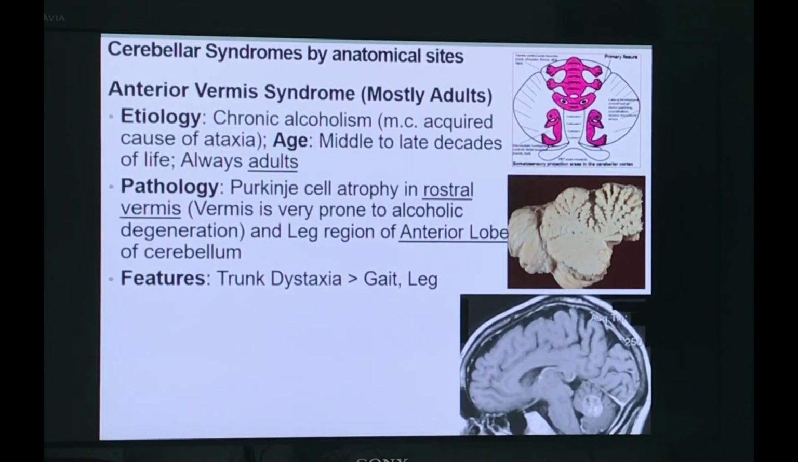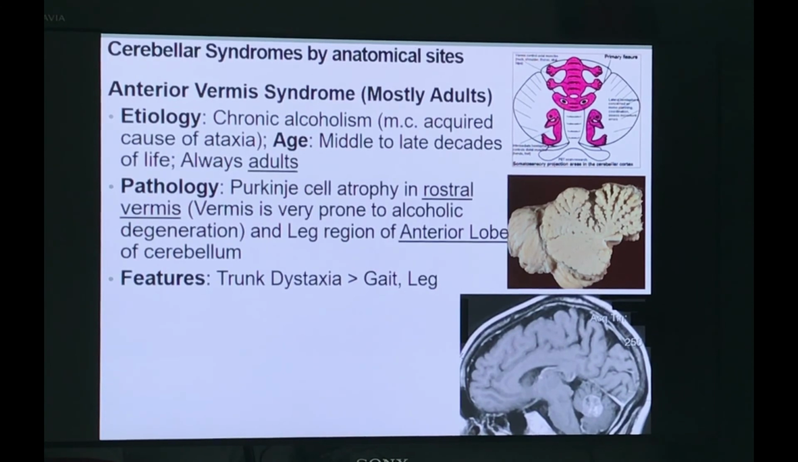If there is anterior vermis syndrome, which is very common in adults, especially adults who are addicted to alcohol, chronic alcoholism, this is mainly seen between middle to late decades of life. So there will be Purkinje cell atrophy in the rostral vermis. The vermis is very prone to alcoholic degeneration, and the leg region of the anterior lobe of the cerebellum.